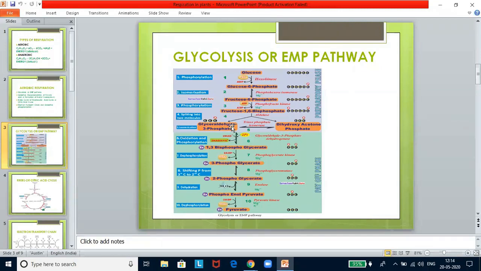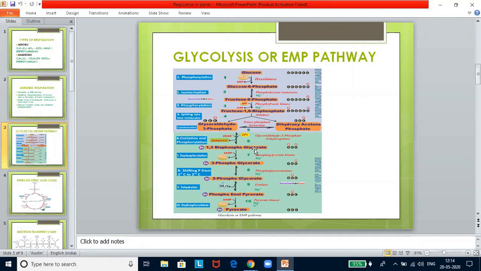These two trioses are isomers, that is, they are interconvertible. DHAP and glyceraldehyde 3-phosphate are interconvertible by the action of triose phosphate isomerase. These steps of reactions constitute the hexose phase and produce two molecules of 3C compound, that is phosphoglyceraldehyde. In the hexose phase, two ATP molecules are used.